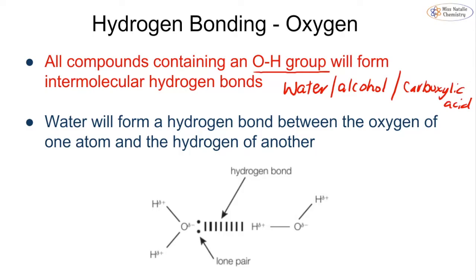So the one that we've got here is we can see water forming the hydrogen bond between the oxygen of one atom and the hydrogen of the other. So the oxygen is delta negative because it is the more electronegative substance, plus it also has a lone pair, and then we have our hydrogen bond shown by this dashed line here. And it is going to be attracted to the delta positive end of the molecule, and that is the hydrogen.